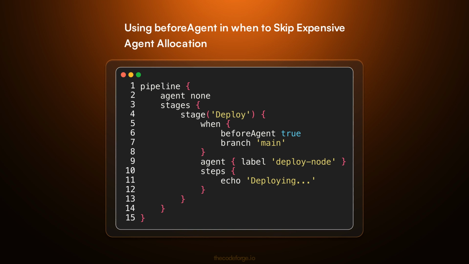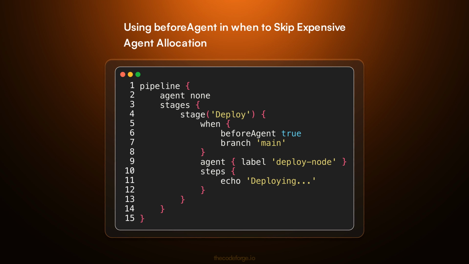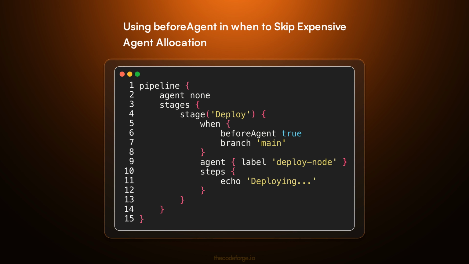The article mentions beforeAgent true in passing, but does not show a concrete example. This pattern is critical for production pipelines where agent allocation is expensive, e.g., Docker containers. Use beforeAgent true to evaluate the when condition before allocating the agent, saving resources and time.